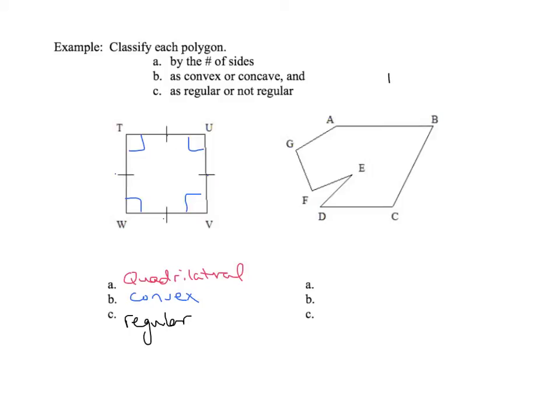Please pause me and try this second one. Okay, so what you should have noticed is that it had 7 sides. So that makes it a heptagon. Oops. We have one of our vertices going into the figure, making the diagonals not in the inside, so that makes it concave. And since all of the sides look like they're different, we're going to call it not regular.